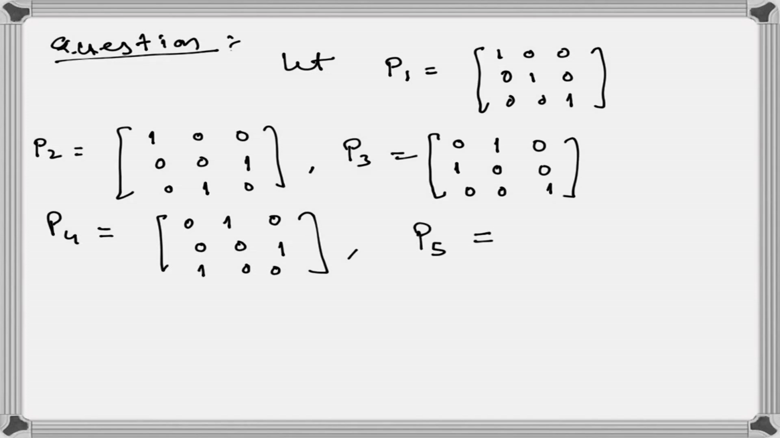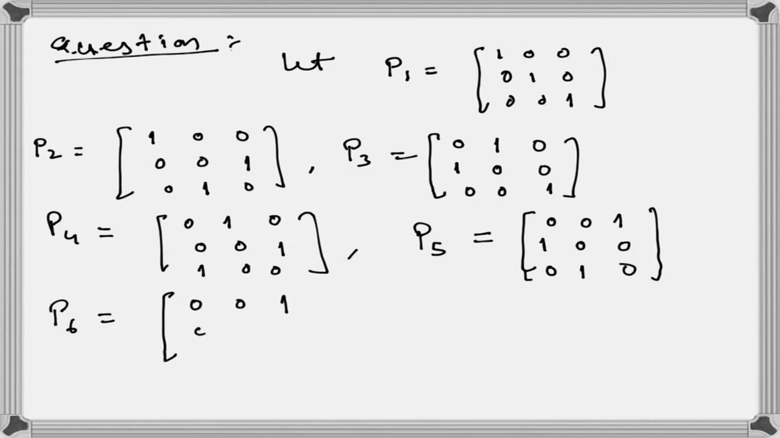P5 is 0 0 1 1 0 0 0 1 0, and P6 is 0 0 1 0 1 0 1 0 0. So these are the 6 matrices. So here if you see, in each row and column there is exactly one 1 and two zeros. Okay, then let's show the following.